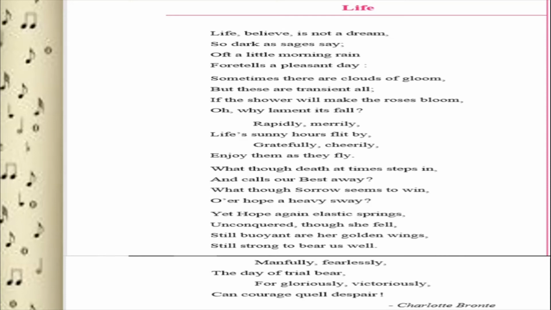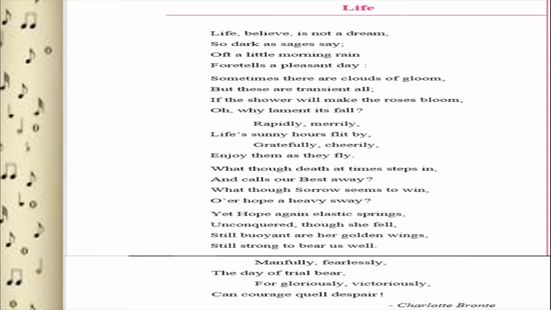Rapidly, merrily, life's sunny hours flit by. Gratefully, cheerfully enjoy them as they fly. So, rapidly, life passes very fast. Now, just now you were in the 8th standard and now you are in the 9th standard. So, you see how fast your life has changed? So, life goes by very quickly.